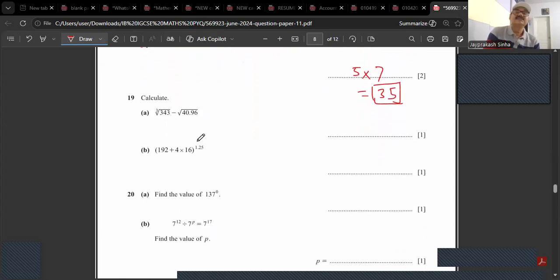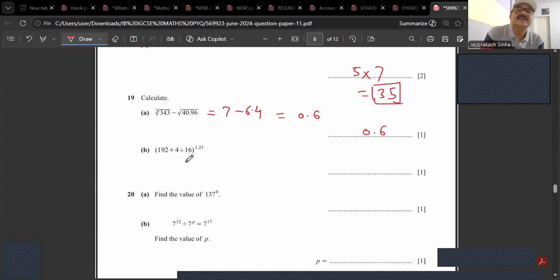Next, this is cube root of 343. Cube root of 343 is equal to what? You can use the calculator, that is 7. And when you take the square root of 40.96, we are getting 6.4. You can check by calculator. So what are we getting? 7 minus 6.4 is equal to 0.6. So you can write this answer is 0.6.